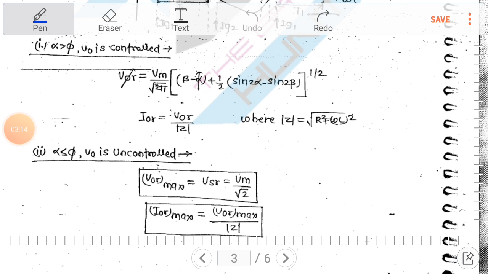For the above waveform, the output RMS can be found by using this formula, and the output RMS current is V0 RMS by Z, where Z is the square root of R squared plus (omega L) whole squared. In the second case, if alpha is less than or equal to phi, then V naught is uncontrolled, and the output RMS voltage and current will be equal to the sinusoidal RMS voltage and current.